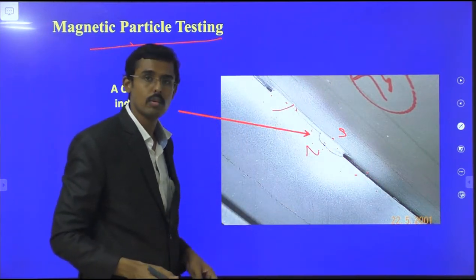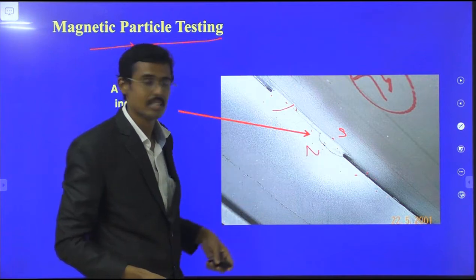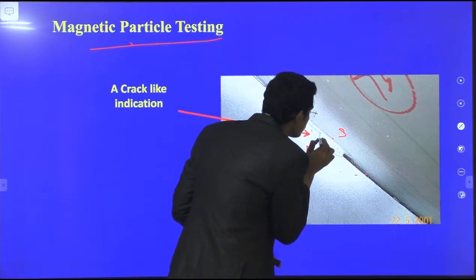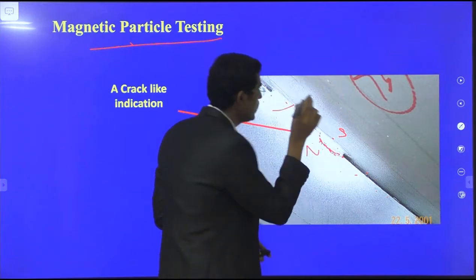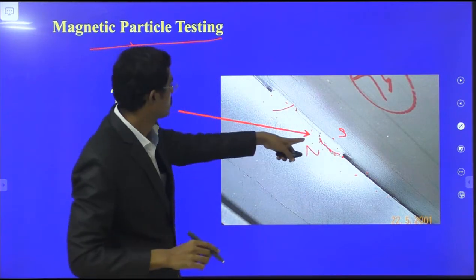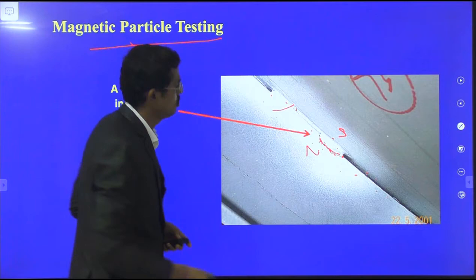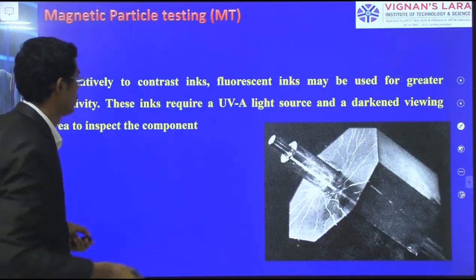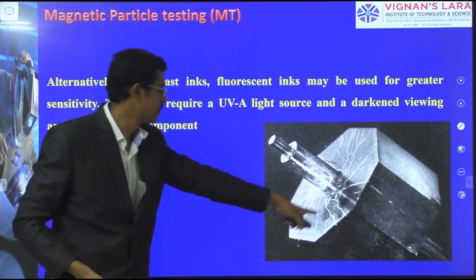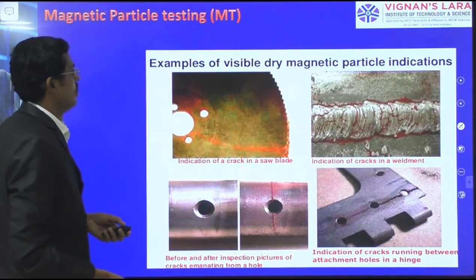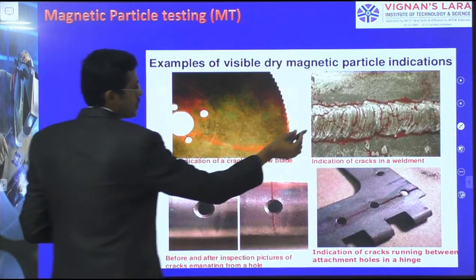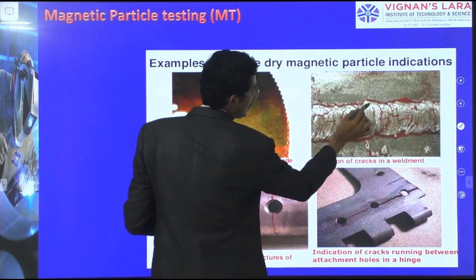Due to the leakage of flux, these iron particles will be accumulated at this point. After accumulating, you can find, okay, this point is a cracked zone. So you can immediately find it; it is an easy method. Let us see how far these are visible. I want to show you some images. See here, all the cracks are there.